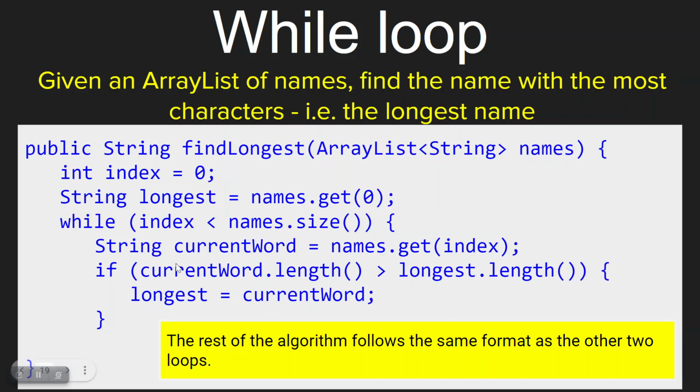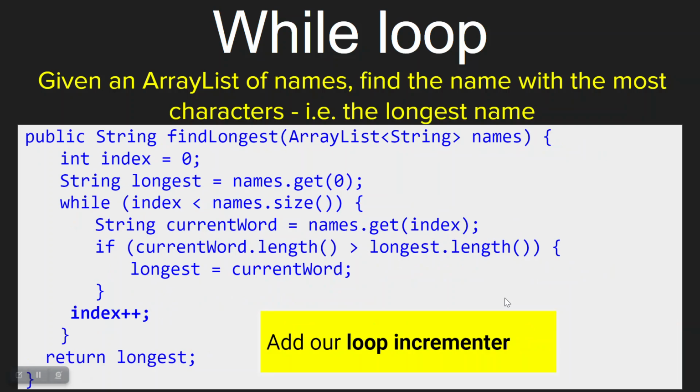And now we're going to go ahead and do everything else that we did before. String currentWord = names.get(index). And then checking if currentWord.length() is greater than longest.length(). And if it is, longest = currentWord. So again, exact same algorithm. And then outside of our if statement, we need to make sure that we are incrementing our loop control variable. So here's index++, and that needs to be inside of the while loop. That's very important that it's outside of the if statement, but inside the while loop. And then finally, once we've looped through everything, we can go ahead and return longest.